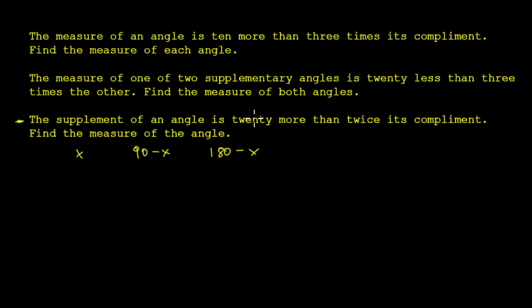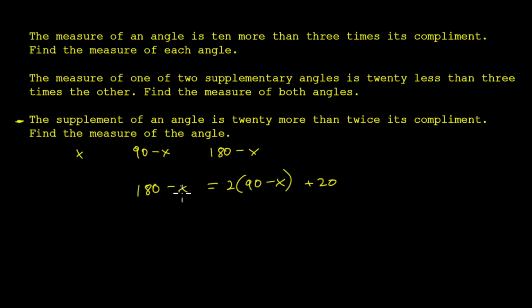The supplement of an angle is 20 more than twice its complement. Find the measure of the angle. So on this, you have a supplement and a complement in the same problem. You can't really add them up to anything because you don't know what they're going to be. So to make this equation, the supplement of an angle, which is 180 minus x, is 20 more than twice its complement. So read it through and make sure you've got it.